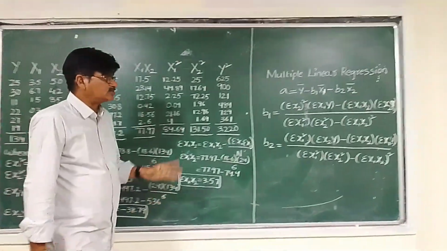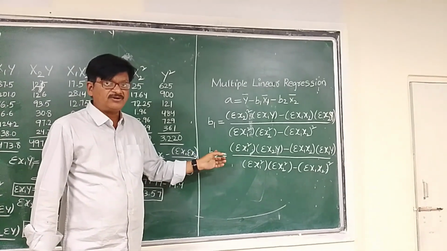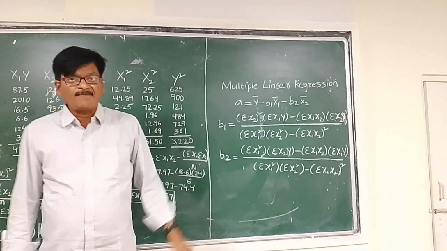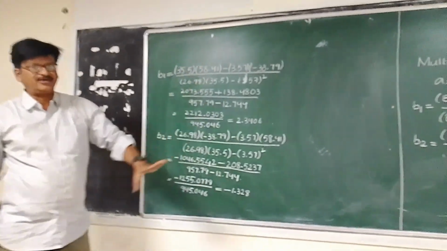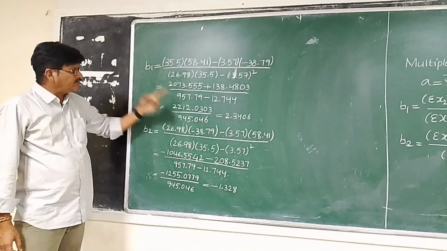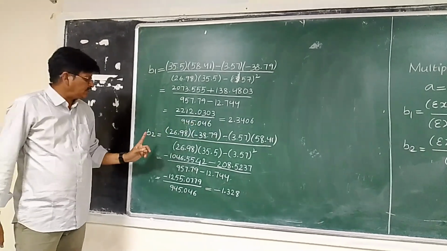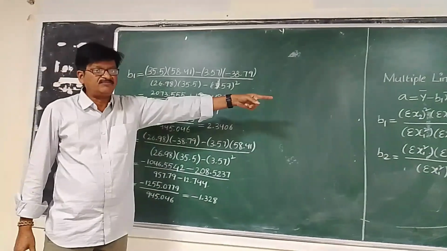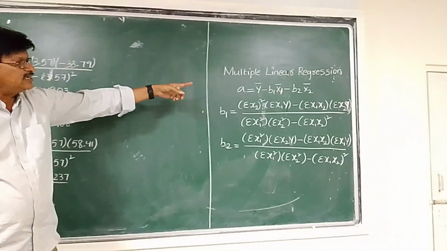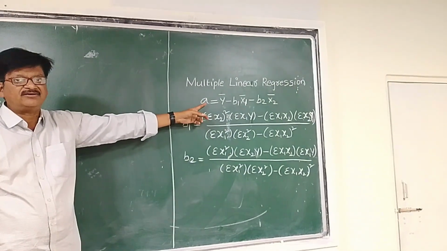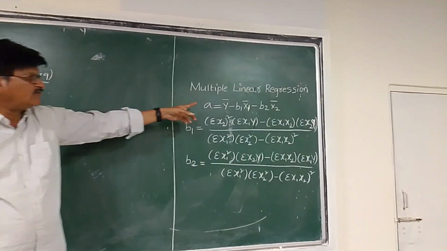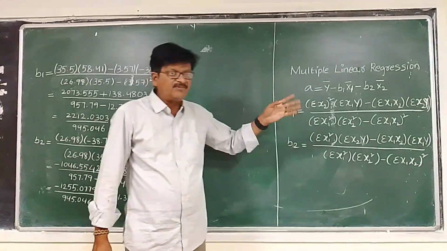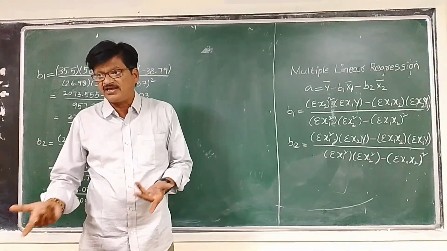Now we are going to substitute here for B1, B2. Calculate these values independently. We have to find out the B1 value, then we have to find out the B2 value. Once you get B1 and B2, my dear students, it's easy to find the value of A. To find A, y bar is required. Y bar means sigma y by n, the summation total of y divided by n.